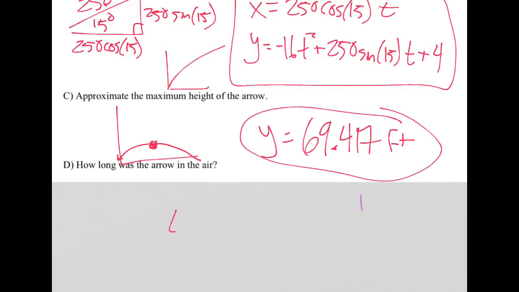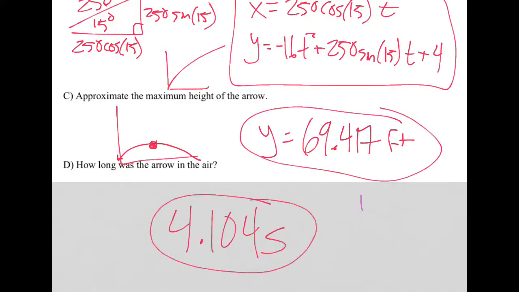The arrow is in the air for 4.104 seconds. I was just tracing values, trying different times to see how close I could get that y value to 0. I could get it a little bit closer if I was a little more patient, but I'm impatient. But how could we do this algebraically?